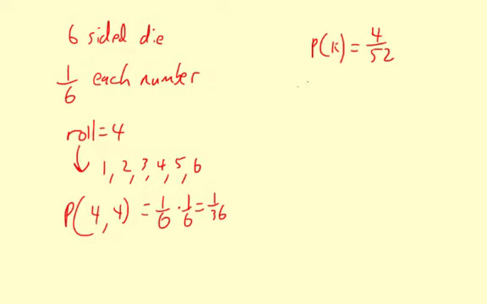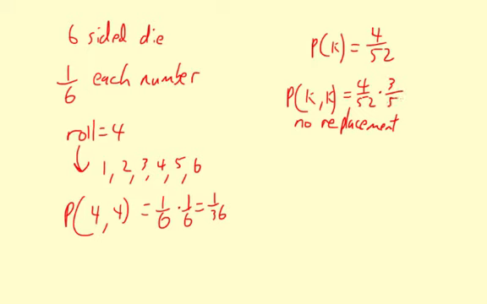Well, what if you don't replace the king when you draw it? Then what's the probability of another king? So I would do the probability of king, king, and no replacement. The probability of the first king is 4 out of 52. But then if I draw that king, there are only 3 kings left and 51 cards. So I'd multiply these two together to find the probability of both those events happening with no replacement.